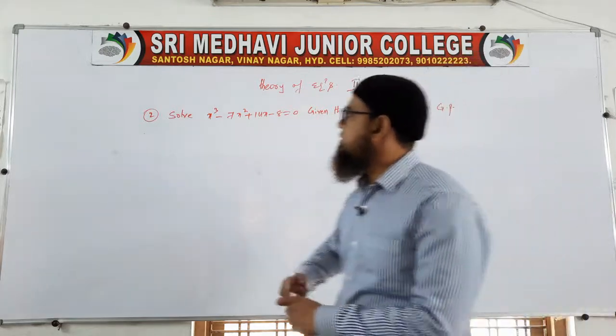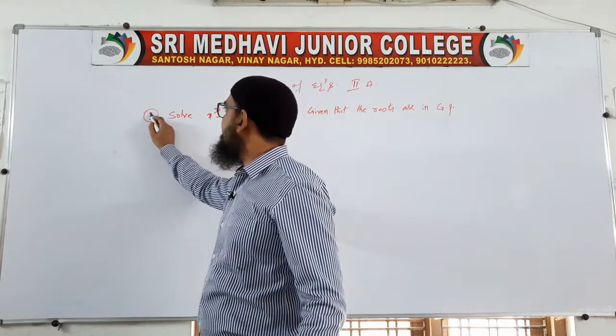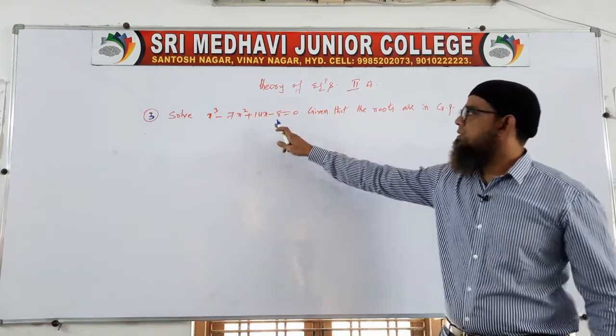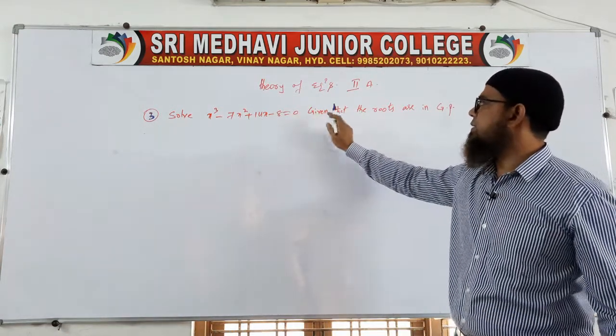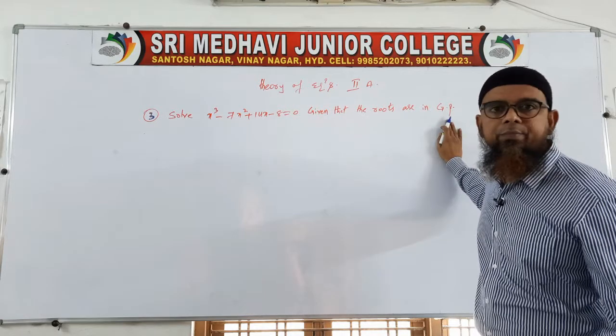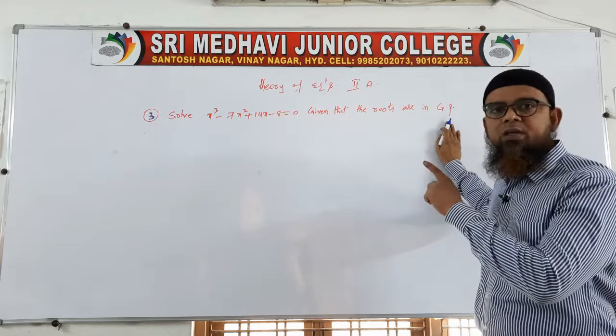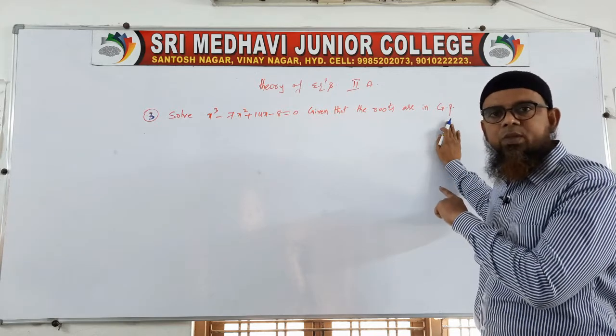See on the board, this is problem number 3. Solve x cube minus 7x square plus 14x minus 8 is equal to 0, given that the roots are in GP. Last two problems, roots are in AP. This is the third one, the roots are in GP.